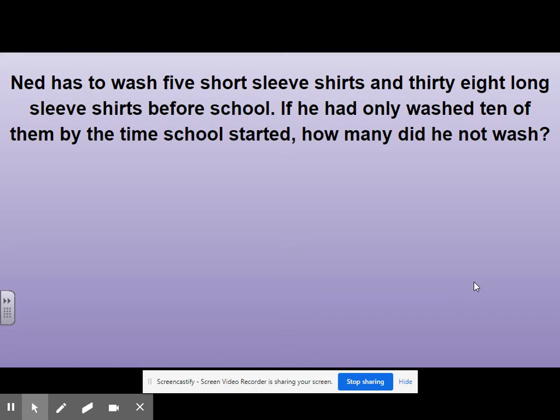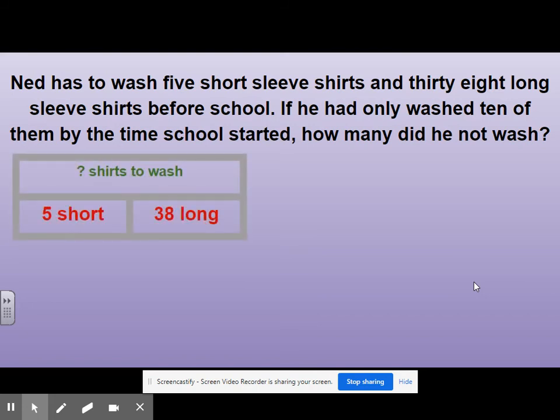So first, I've got to figure out how many shirts he has. All right, so let's do that. He's got 5 short sleeve, 38 long. Need to turn this into an equation to find out how many shirts he has to wash. 5 plus 38, well, that equals 43. Okay, so that's the first part.